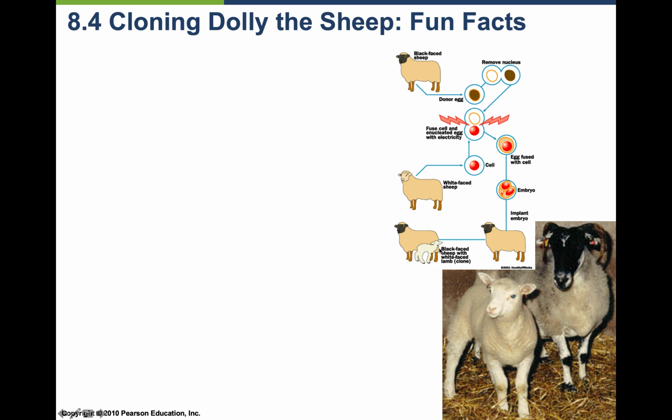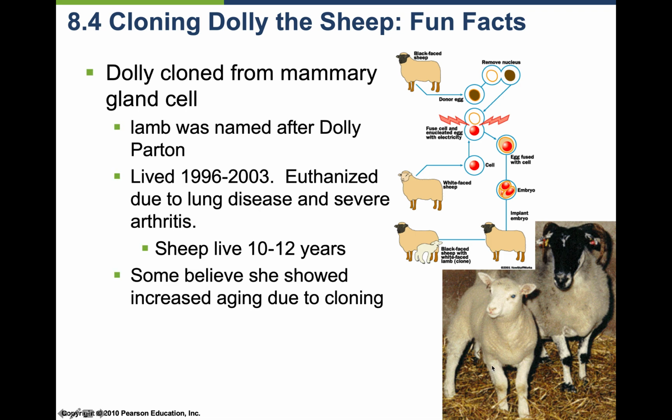Now, if that doesn't quite make sense to you, work it through a little bit. It totally will, but here's the experiment, right? Here's the mother of Dolly. This is Dolly, right here, Dolly the sheep. So Dolly was cloned from a mammary gland cell of a white-faced mother. The lamb was named Dolly after Dolly Parton. I'll let you put that together.